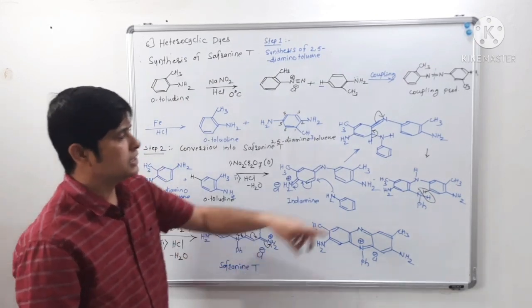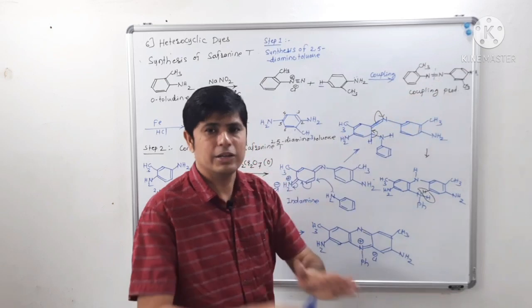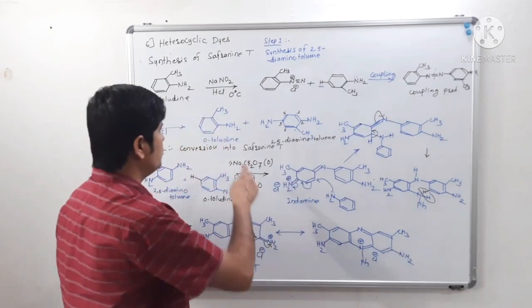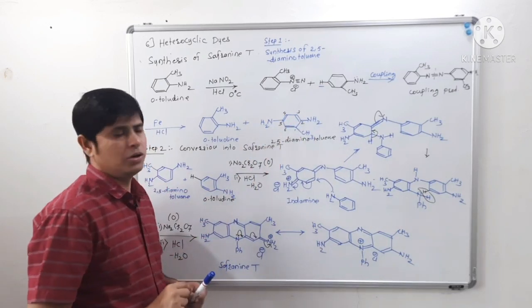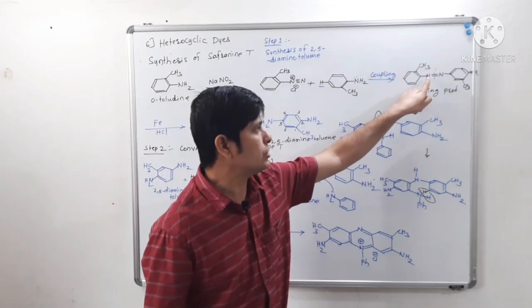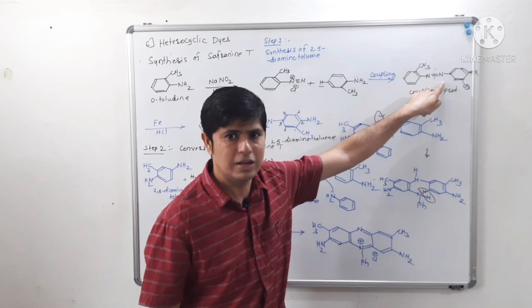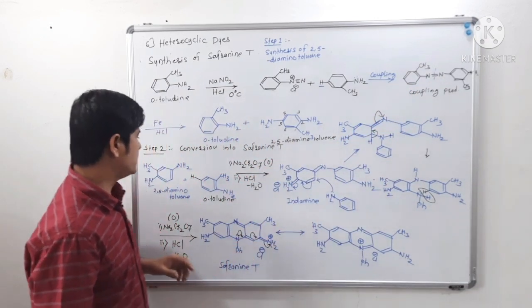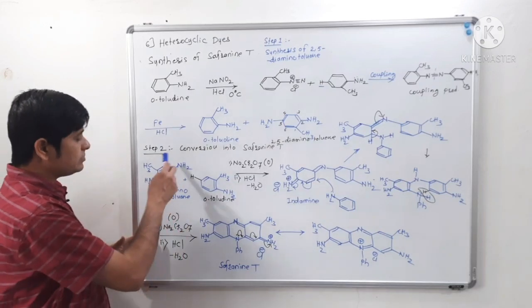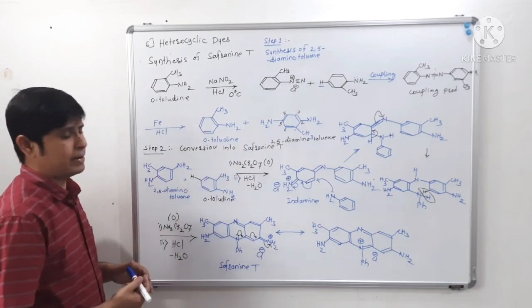That will be a reductive cleavage. This bond will also be reduced and cleaved. So what will you get? You will get orthotoluidine and you will get 2,5-diaminotoluene. This nitrogen will get converted into NH2. This nitrogen will also get converted into NH2. Now the second step is conversion into safranine T.